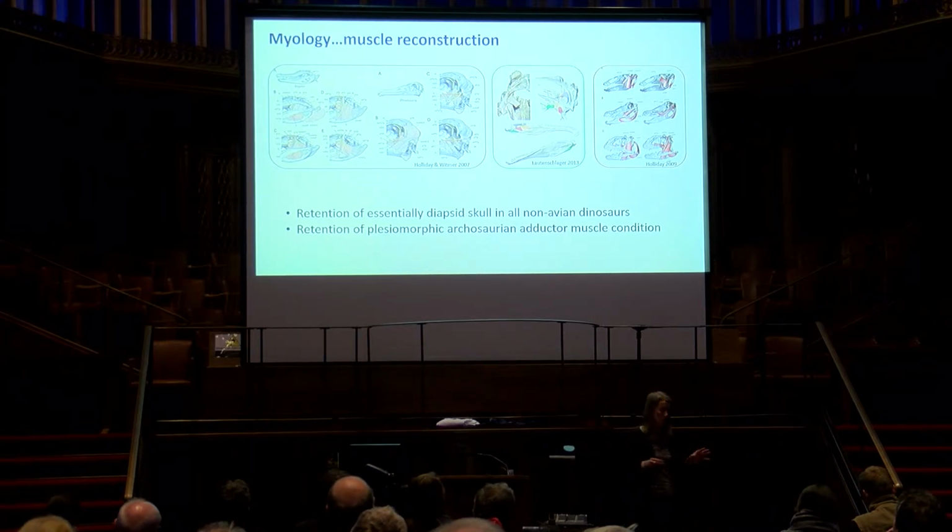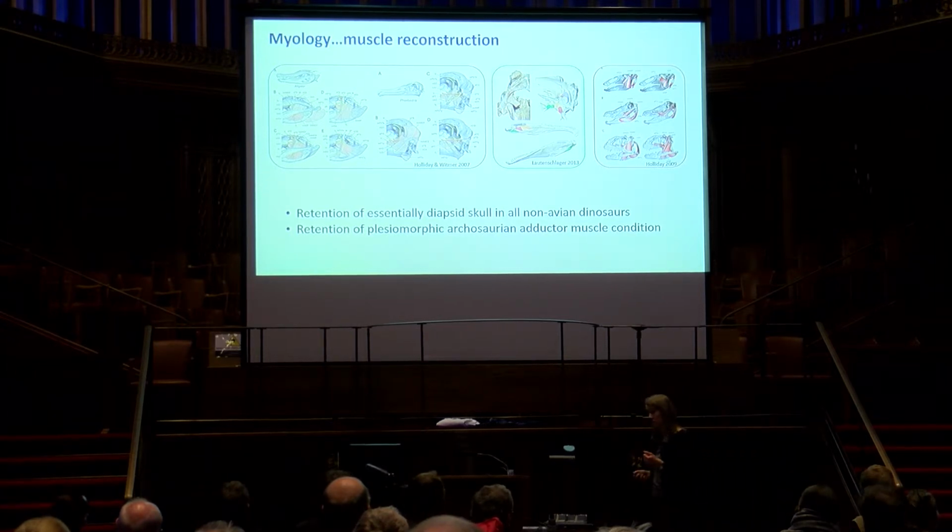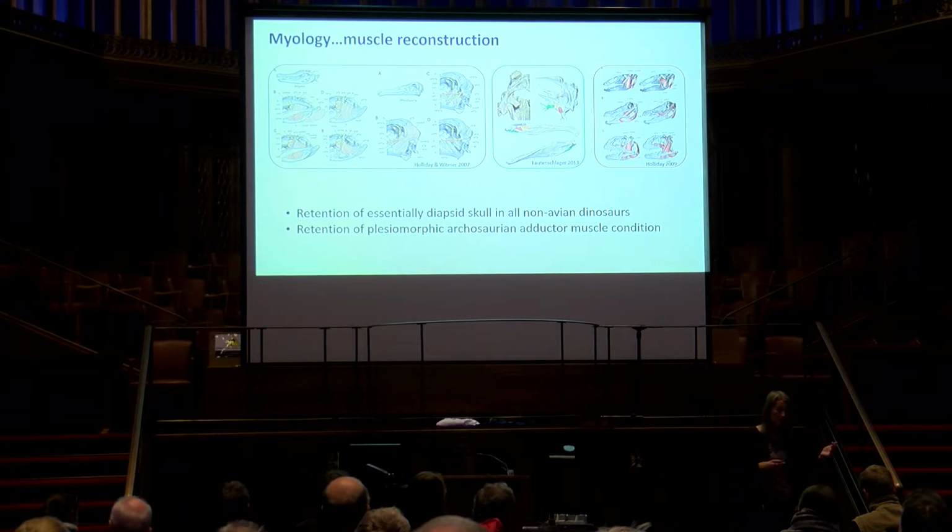And ultimately, what all of these studies have shown, if you consider them together, is that most dinosaurs, even the most derived ones, possess essentially a diapsid skull form. So they retain a fairly small brain and two temporal fenestrae at the back of the skull. What that means is that they tend to retain a more plesiomorphic, general archosaurian adductor muscle condition. That's the same kind of muscle condition that we see in extant crocodilians, and that pretty much is the case in most of our groups of dinosaurs.